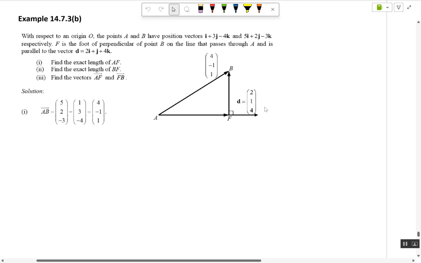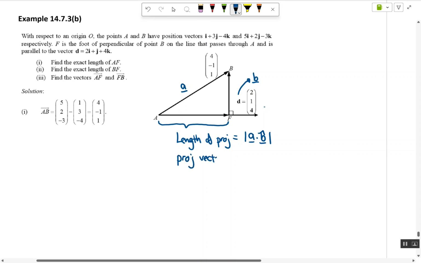Before we start this question, let's do a recap on what you have learned so far. If you have a triangle like this, and you are looking for this part, this is called the length of projection. Because we are looking for the adjacent, it is the modulus of A dot B hat. A must always be the hypotenuse, and B would be the floor. If you want the projection vector, it is going to be equal to A dot B hat, which is the scalar, times the vector B hat. So that's a projection vector.